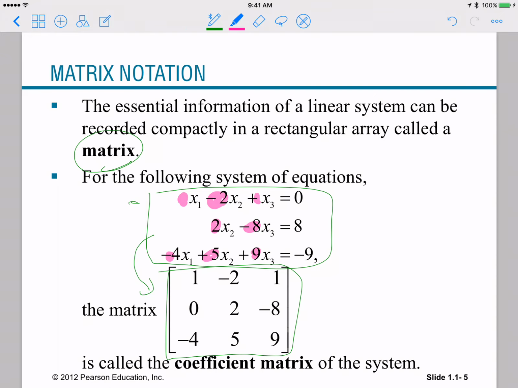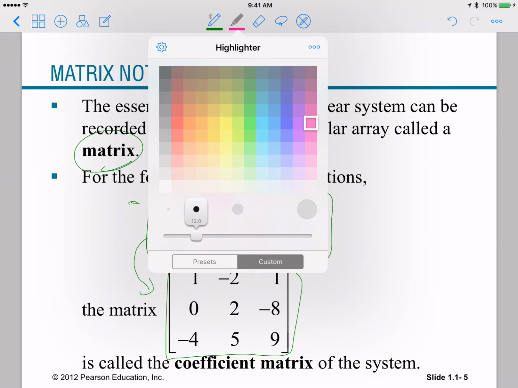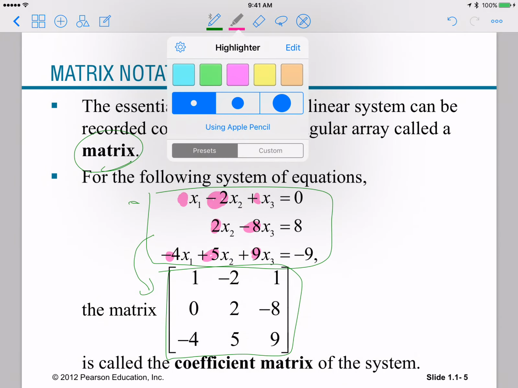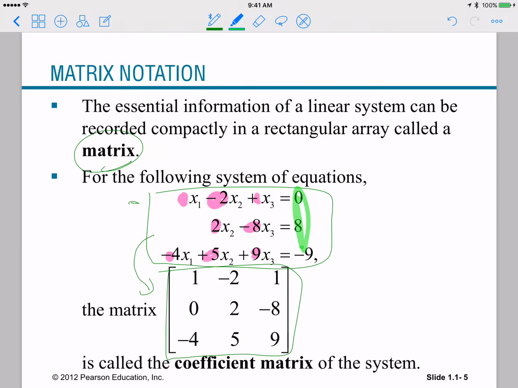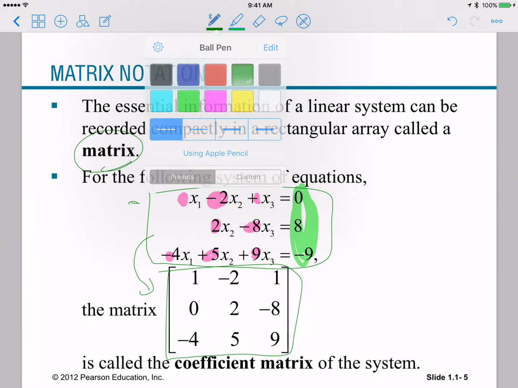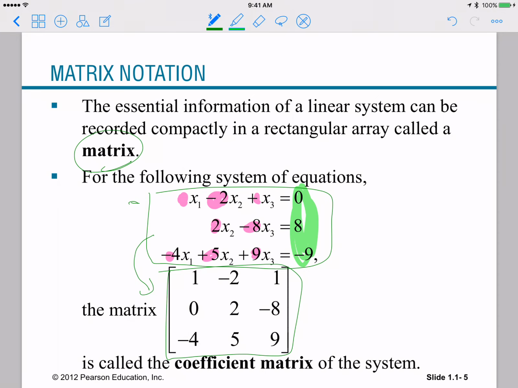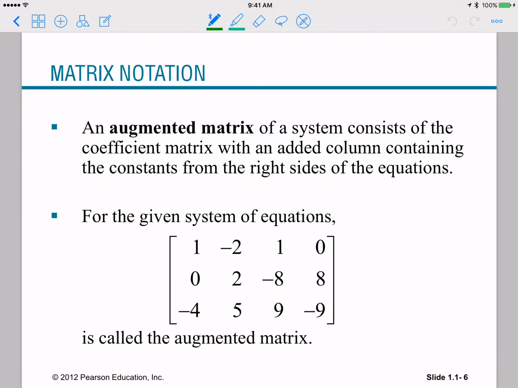So this is called a coefficient matrix. And then what about these numbers, the three numbers on the right-hand side? They are some constants. And then we can create the matrix by also involving 0, 8, and minus 9.